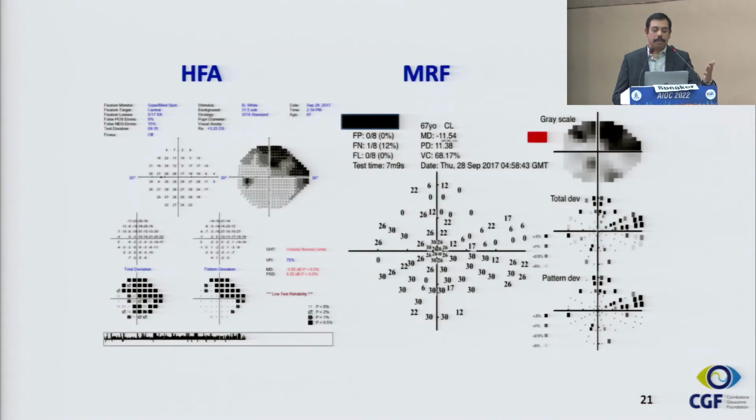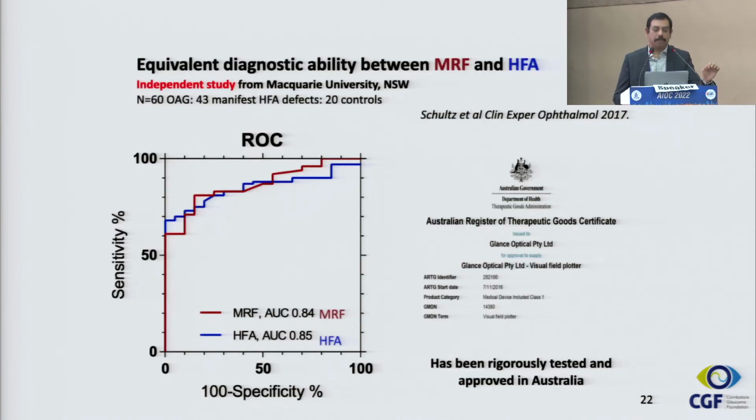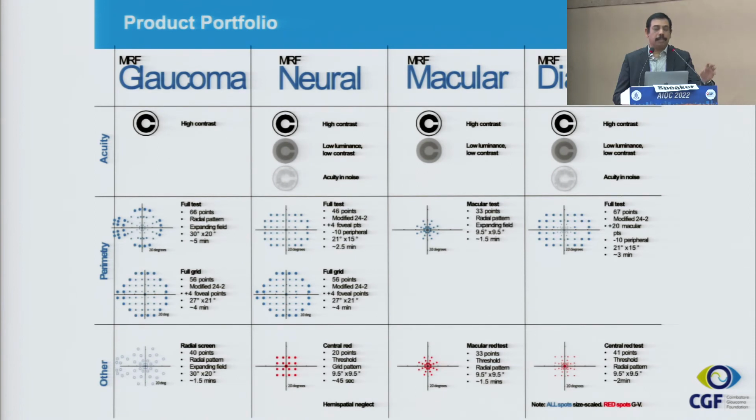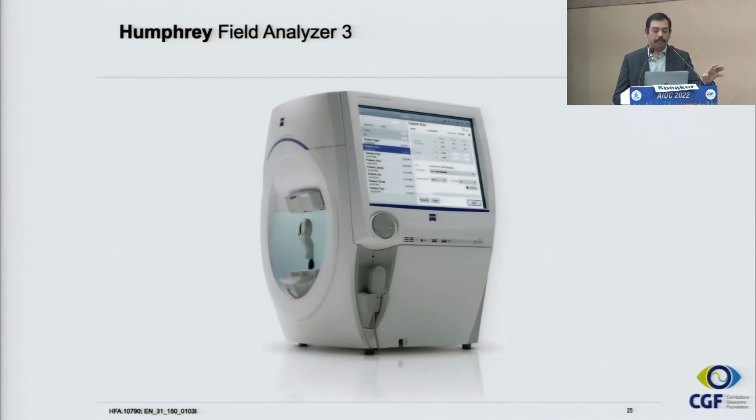This is how the MRF will appear to be, though it is a little bit different, but the results seem to be the same when you look at the ROC curve, and also the test retest variability also. It is shown to be correlating very well with the Humphreys. And all the other tests are also available, like a glaucoma pattern you can do, neurological test, macular, and the diabetic functions, everything we can do in this.